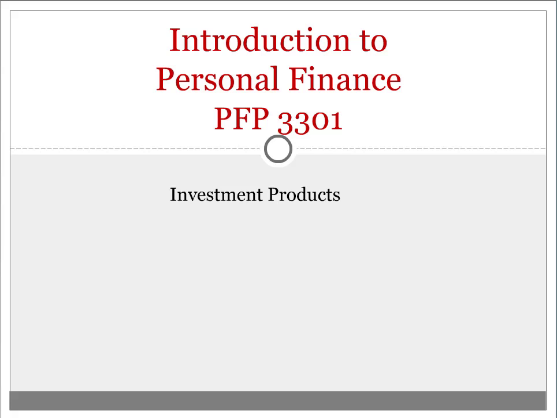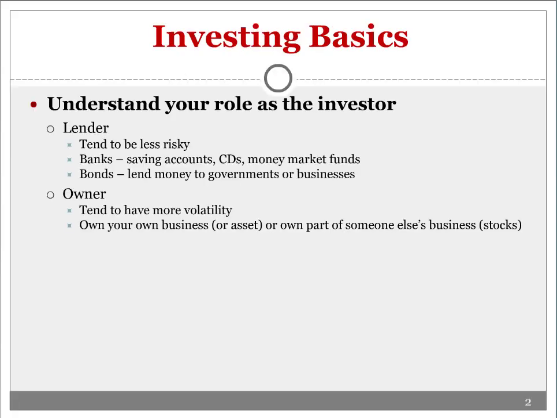In this lecture, we will be discussing various types of investment vehicles and their role in a portfolio. In every investment, the investor plays one of two roles. The investor can be a lender. If the investor is a lender, then they are providing money to other entities which use the money and return interest to the investor. Bank accounts and bonds are examples of investments where the investor is a lender.